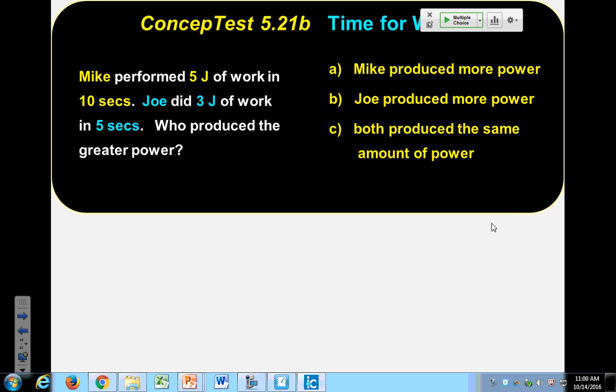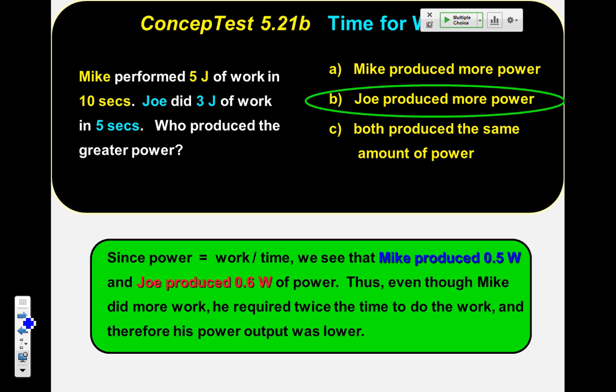Joe produces more power. Even though he does less work, his power is 3 divided by 5, work over time, so that's 0.6. Whereas Mike does 5 joules, but in a longer amount of time, and his power then is 0.5. So, yeah, Joe does more power.